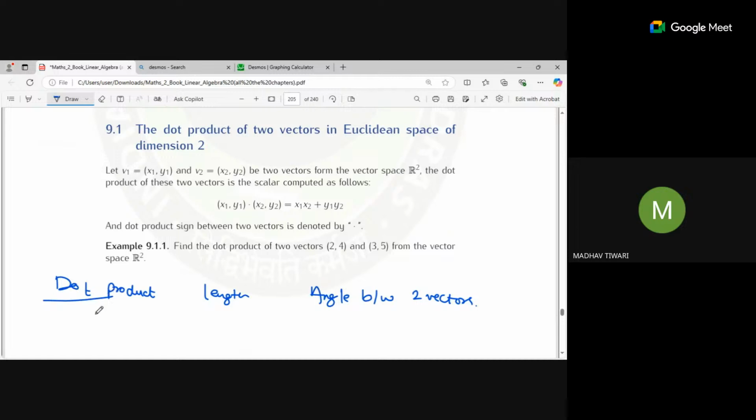So dot product is basically defined as follows. If you have vectors in 2 dimensions, your first vector is x1, y1, and the next vector is x2, y2. So how do you define the dot product? Firstly, multiply the first components, x1 and x2, then multiply the second components.